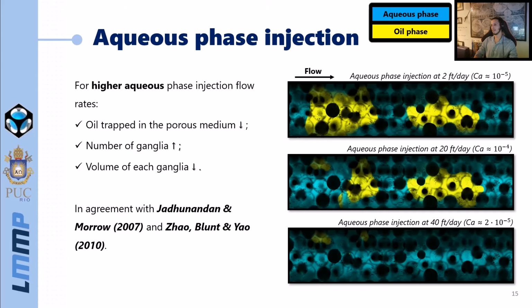After the device is saturated with the oil phase, we start the aqueous phase injection. As the aqueous phase flow rate increases, the following aspects can be observed: less oil trapped in the porous medium, and a large number of smaller and separated oil ganglia. These observations are in good agreement with the work of Janunananda and Morrow and the work of Zhao et al.